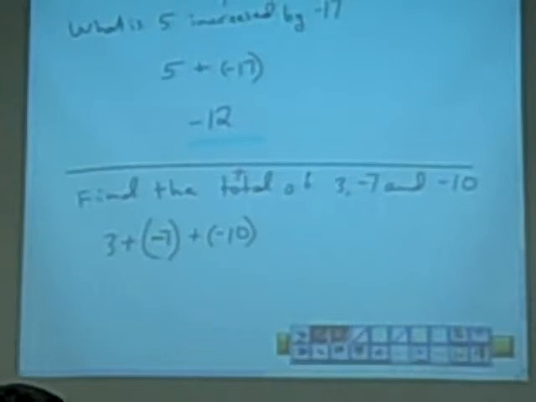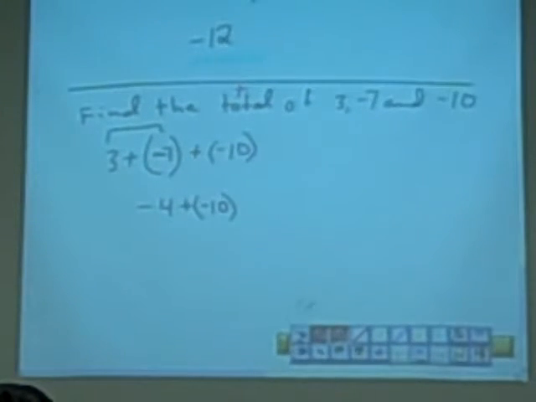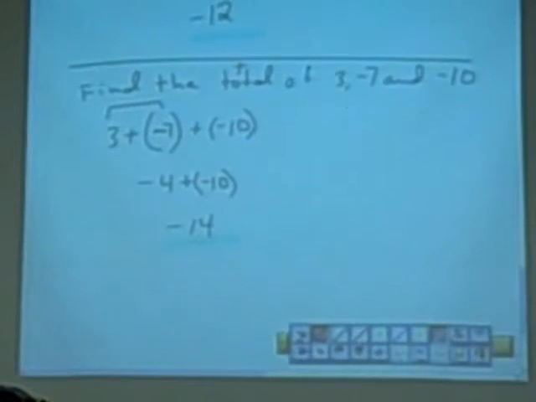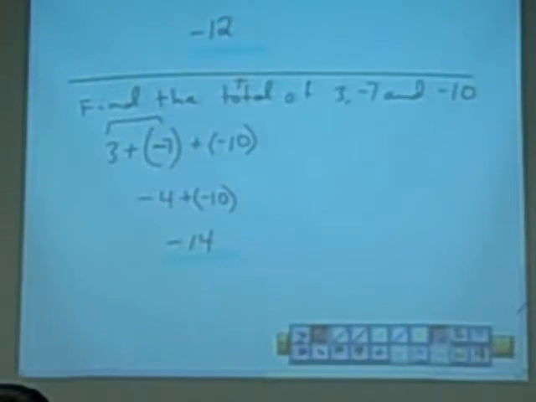Okay, so now we're looking at 3 minus 7. 3 and a negative 7 is going to be a what? Negative 4 plus a negative 10. And so now we're going to end up with what? Negative 14. Okay? Any questions with that? And that's all, yeah, that's it.